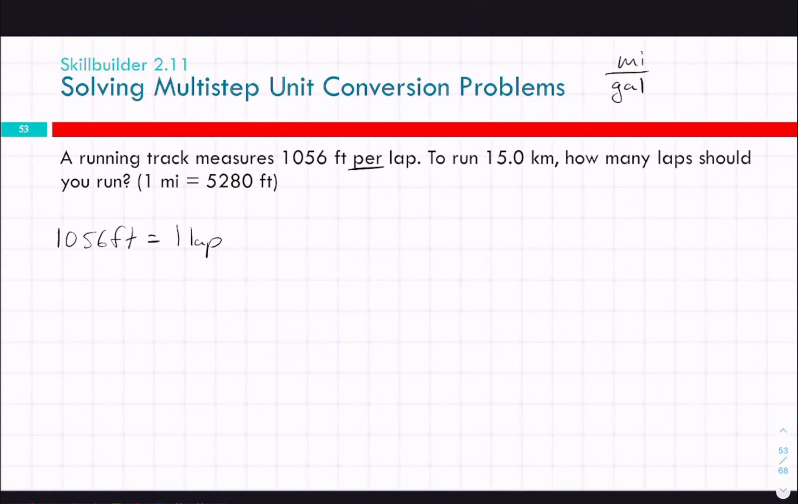All right, so another thing that we're given, underline given, 15 kilometers. So if we have 15.0 kilometers, what is the question asking us for? Yeah, how many laps? So the majority of the time, you want to start with a number that's not a conversion factor. So 1,056 feet per lap, that's a conversion factor, so we're not going to start with that. We're going to start with how many kilometers we want to run.